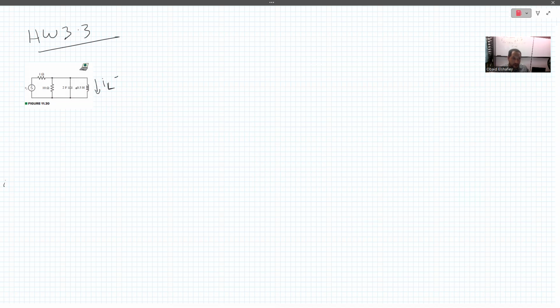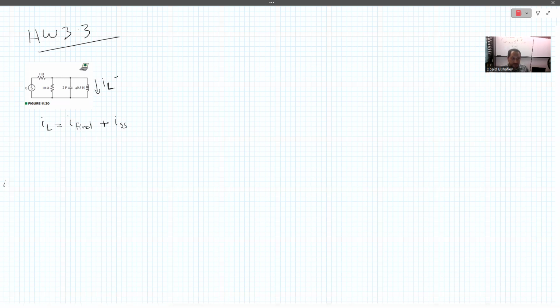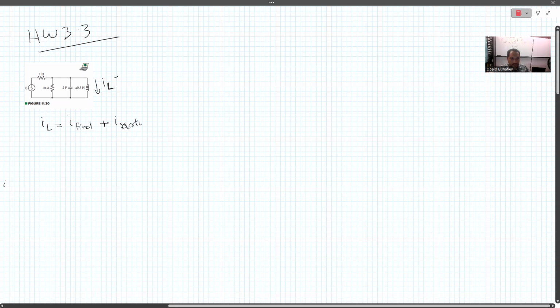IL final result will be I final, or I forced, I think they might be the same thing, plus I natural or I steady state. So it's a summation of two results. Let's call it natural better, because final usually comes with natural.